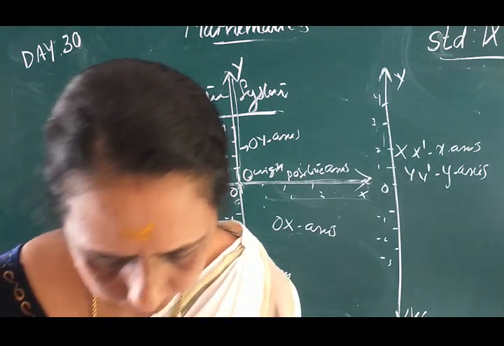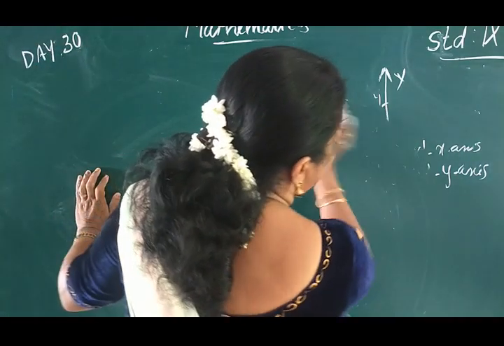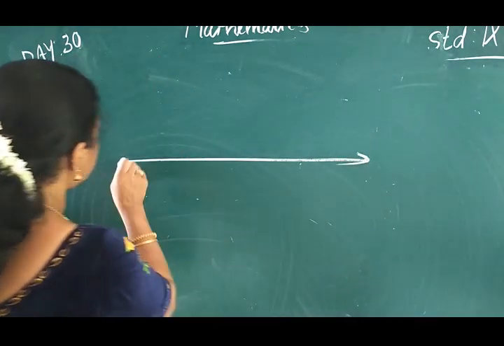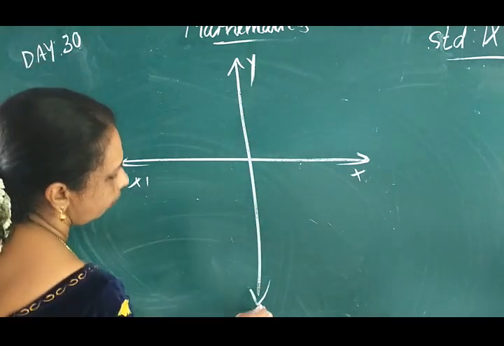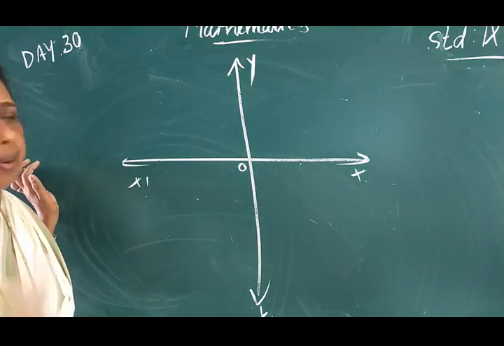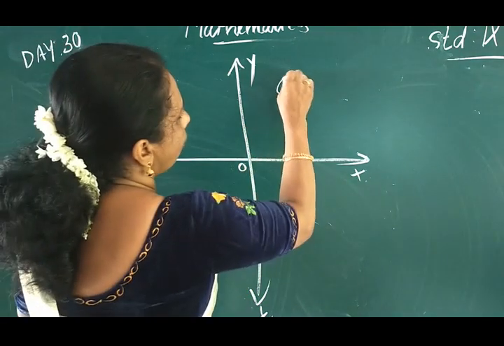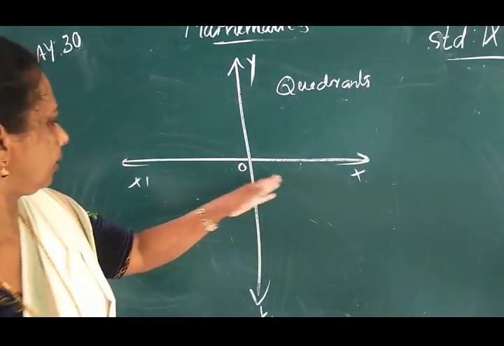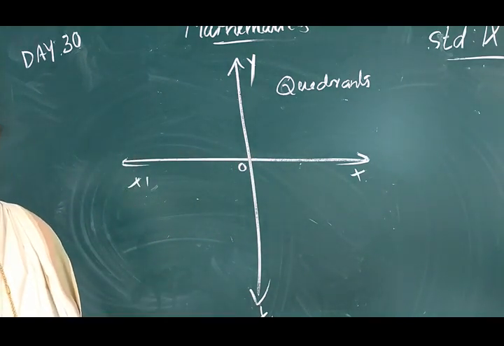The x-axis and y-axis intersect at a point in a plane. This is the x-axis, X dash, and this one is Y dash, intersecting at the origin. The plane is divided into 4 parts: 1, 2, 3, 4. The x-axis and y-axis divide a plane into 4 parts, and each part is called a quadrant.